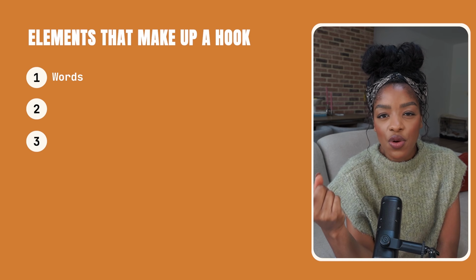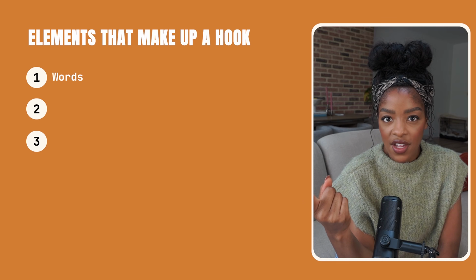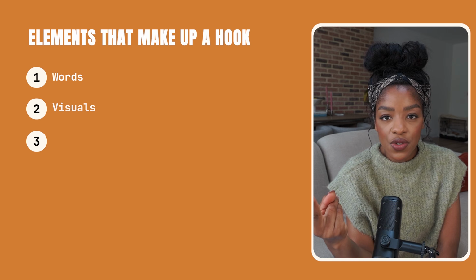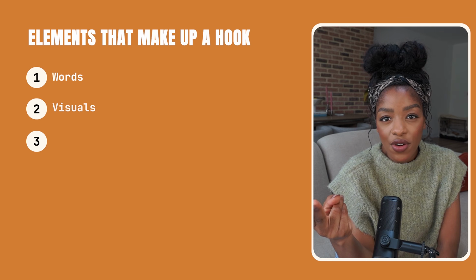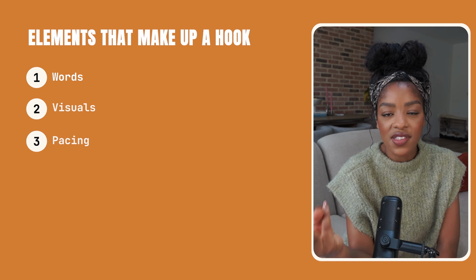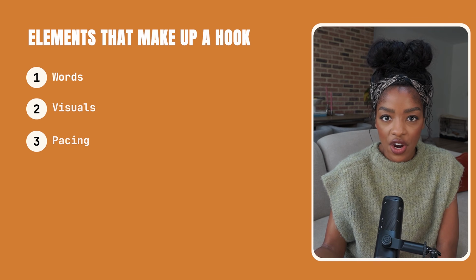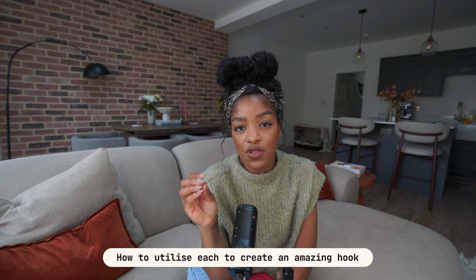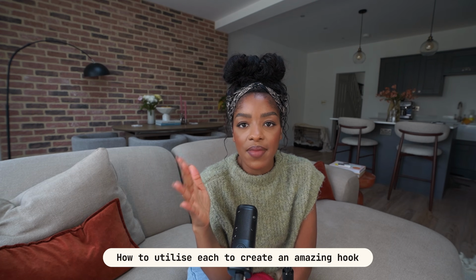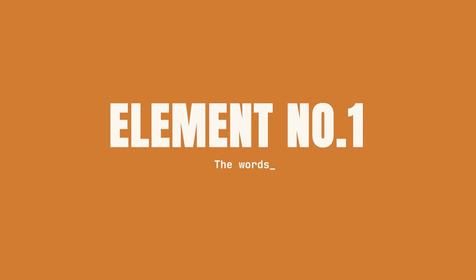They're the words that your audience can hear within the first few seconds of your content. There are the visuals. So these are the stuff that people see on your content. And there's the pacing. So this is how quickly you actually get through your initial hook and video intro. Now, I want to break each of these elements down further so that you can truly understand how to utilize each to create an amazing hook. And later on in this video, I'm going to share real life examples of my own content when I've done it well and when I've done it not so well. So let's talk about the words first.